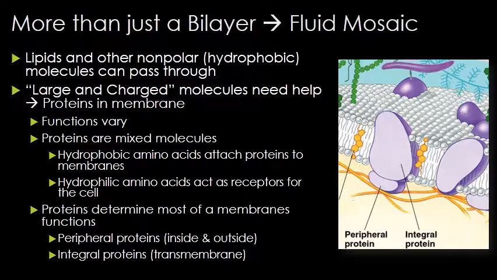Now, those proteins could be transmembrane proteins going all the way through, like an integral protein, or a peripheral protein just on the surfaces. But the proteins are mixed and their functions vary because of that. The hydrophobic parts allow it to attach to the membranes. The hydrophilic parts allow it to act as receptors. So these proteins could be protein channels, protein carriers, receptors. They could function in cell-to-cell recognition, cell communication, cell attachment, what have you. The proteins, it turns out, determine most of a membrane's function.